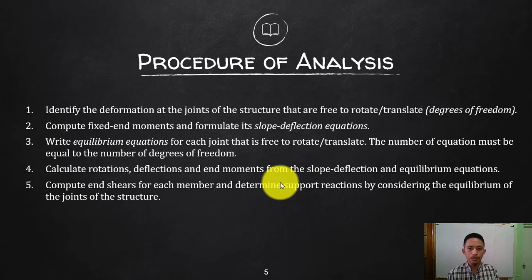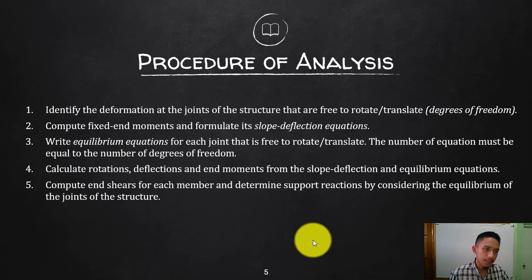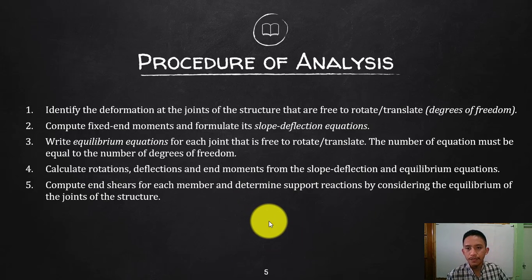Then once you have all your support reactions, you can now draw your shear and moment diagram, or you can analyze anything that you want in your indeterminate structure. Because again, once you can draw your shear and moment diagram of a beam or frame, you can now determine from the shear and moment diagram the stresses and, of course, the deflections if you need that, and the rotations, using your methods of deformations. Okay, so that is your procedure of analysis.